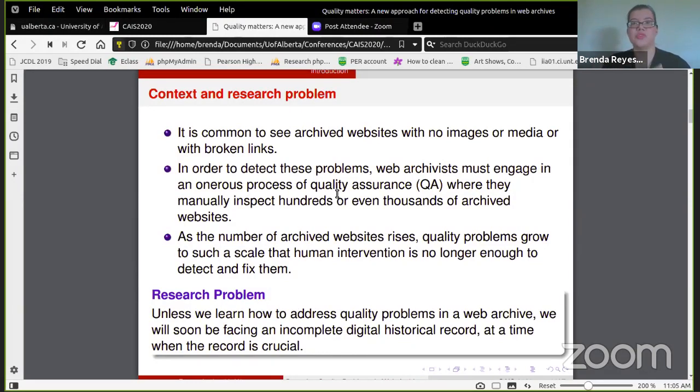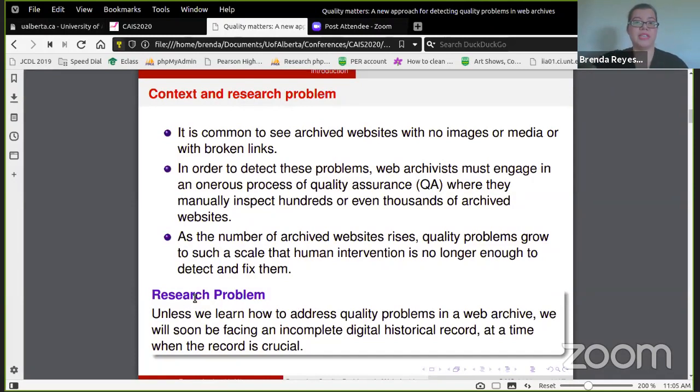actually harvest or preserve, for example, an entire domain. The Library and Archives of Canada often collects huge parts of the .ca domain. So there are obviously hundreds of thousands, maybe even millions of websites. And you can't really manually inspect hundreds of thousands or millions of websites for quality issues.